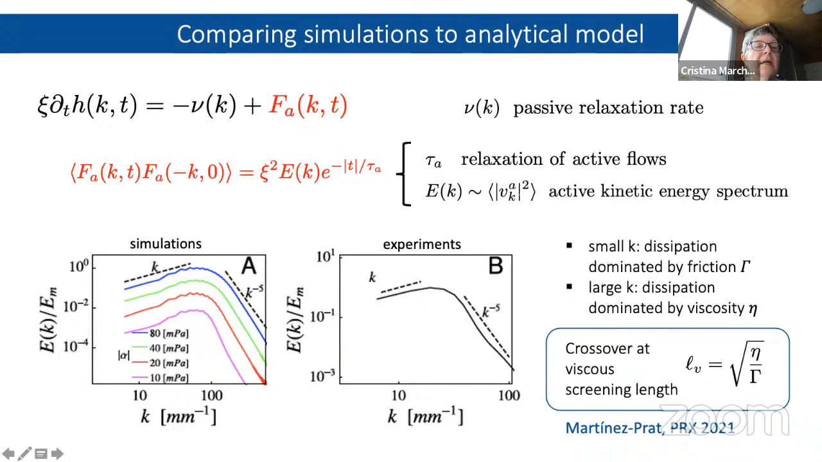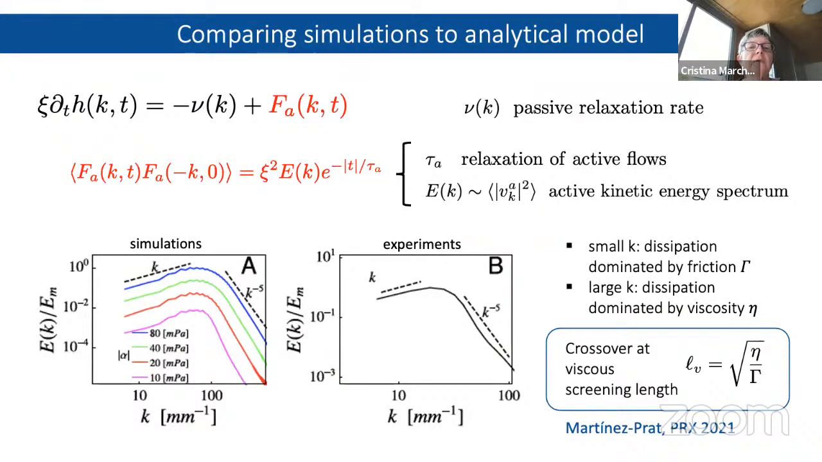And it has this characteristic shape, which has actually been found before. The crossover is really determined by the fact that the small k dissipation is controlled by friction and the large k is controlled by viscosity. And so the crossover is at a characteristic length scale that controls the interplay between viscous dissipation and friction, which is essentially the length over which flows generated by the active stresses extend or are screened by dissipation in the fluid.